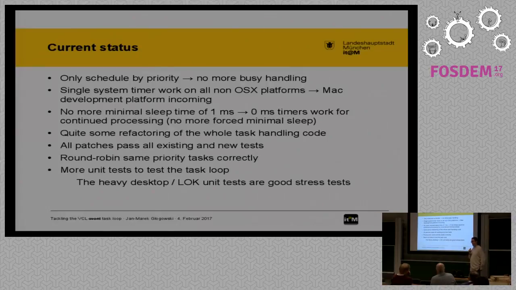The refactoring of all that code, I made it in such a way that all single tasks and patches passed all the unit tests, and I even added some more unit tests to test really strange stuff like round robin. When you have two tasks with the same priority, they are currently scheduled. No, they are not scheduled, because the first task is working all the time until it is finished, even if it's processed multiple times. And then the second task is just starving, and a little round robin at that point fixed that too.